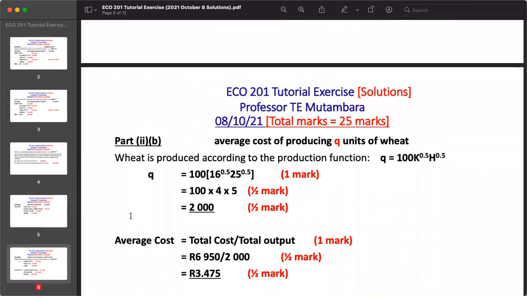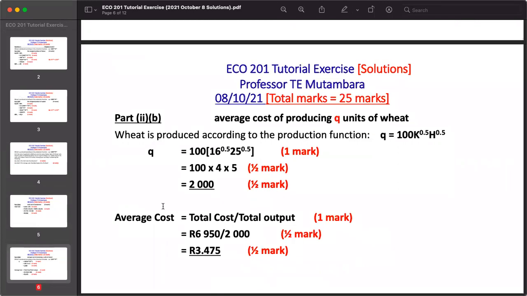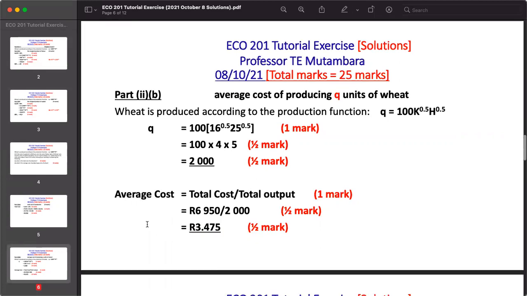Then part 2B, you are required to find the average cost. So you need to know how to go about that. You've already been given your total cost. Here you had to find your total output. Based on the production function, you substitute, you get your values. So Q equals 2000. That's your total output. You already calculated the total cost in the previous slide. You divide your total cost by total output and you get your average cost right there. So that's what it is.